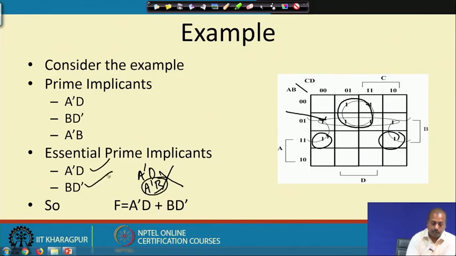So, we have got A bar D and B D bar as essential prime implicants. So the minimum form is A bar D plus B D bar. Essential prime implicants we cannot remove.